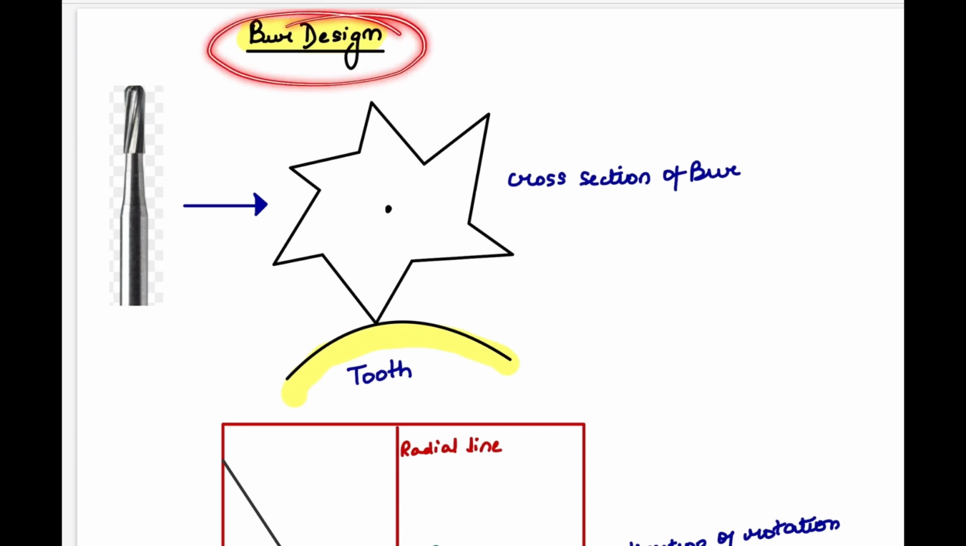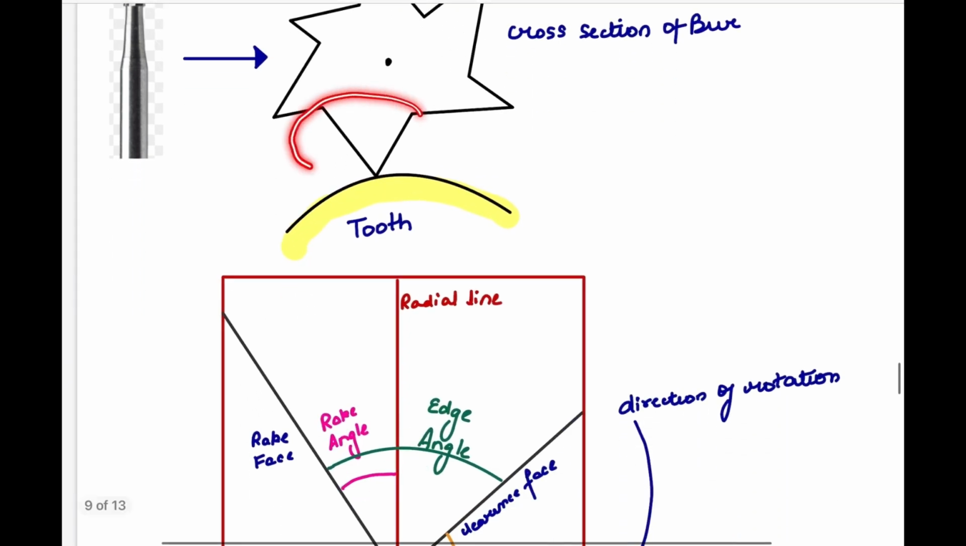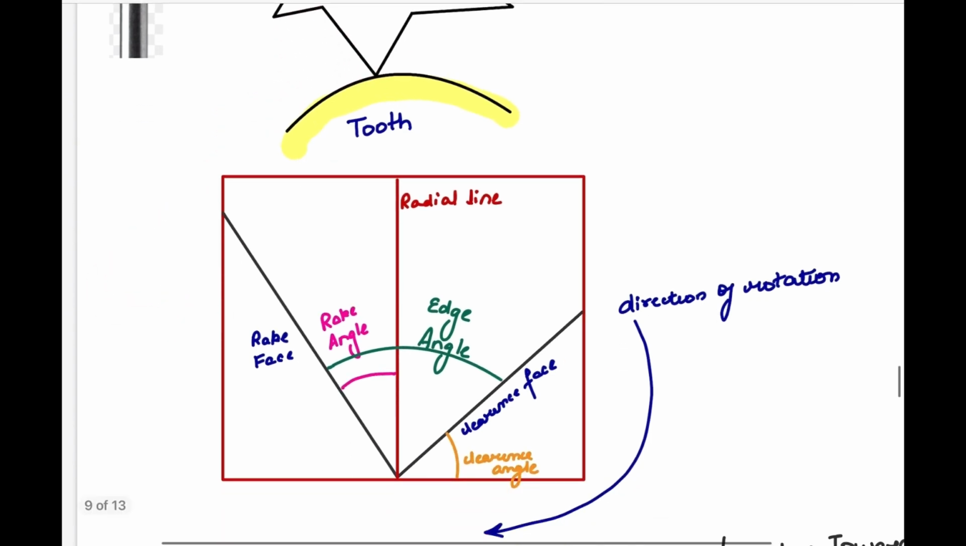Let's understand what is burr design. So this is a dental burr. If I cut this in this direction and view it from above, what I am going to see is this cross section of the burr, and this is the tooth structure which it is going to cut. Now if I zoom into a particular burr blade, I am going to see this.